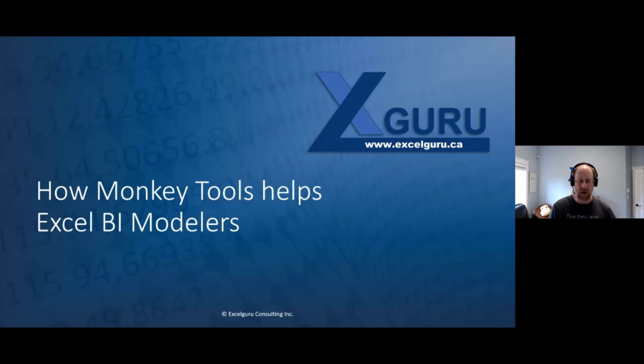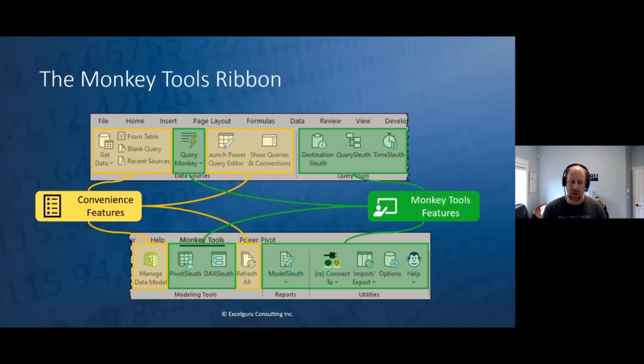So, I'm not going to do the whole intro of me again today. We did that yesterday. What I am going to do though is just throw up this screen here. Yesterday we talked about the first half of the ribbon for Monkey Tools in Excel, which was all about working with our query monkeys and destination sleuth, query sleuth, and time sleuth.